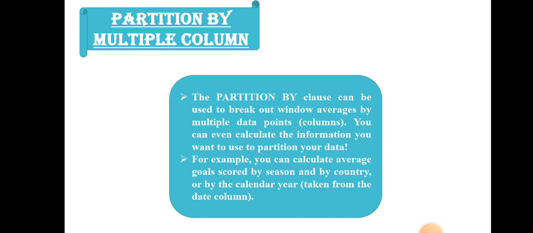Next is partition by multiple columns. The PARTITION BY clause can be used to break out window averages by multiple data points, meaning columns. We can even calculate the information we want to use to partition our data. For example, we can calculate average goals scored by season and by country, or by the calendar year taken from the date column.